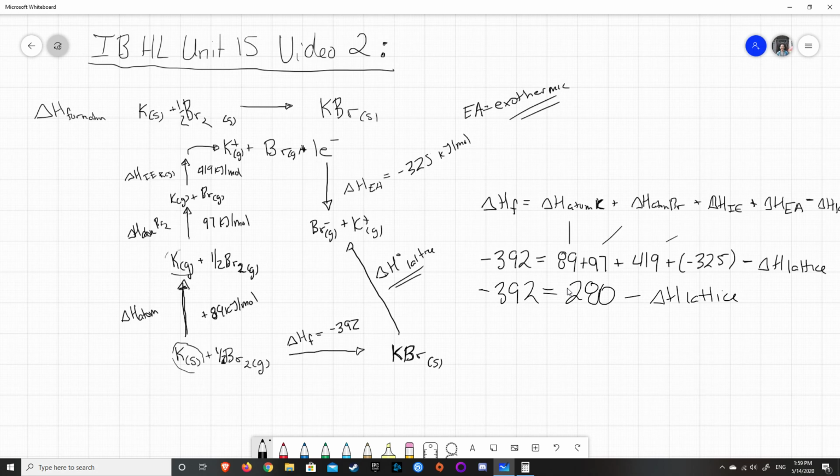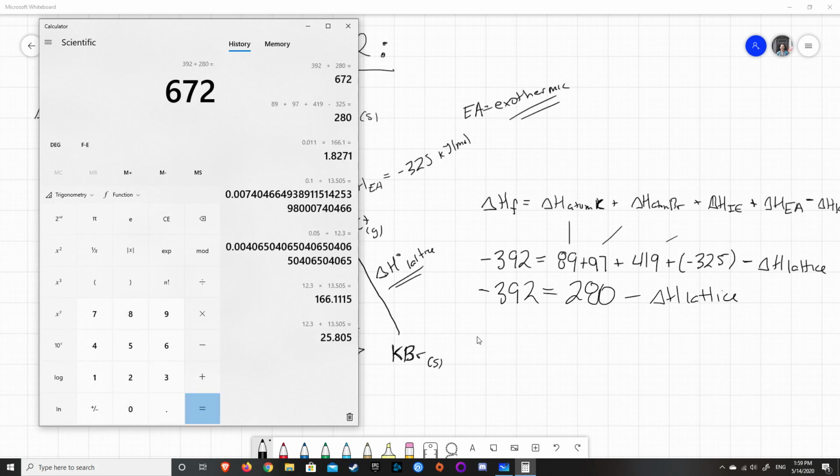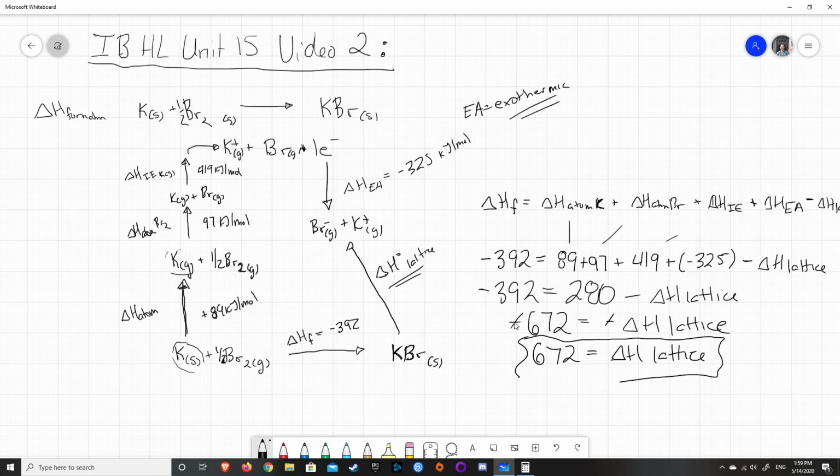Then we can just start to solve them all. We can rearrange this, move it to the left-hand side. I'll just add them together because it's a minus and a minus. So 392 plus 280 is 672. So this is negative 672 is equal to negative the delta H of the lattice enthalpy. So we cancel off the negatives and we get 672 equals delta H of the lattice enthalpy. And that's our final answer.